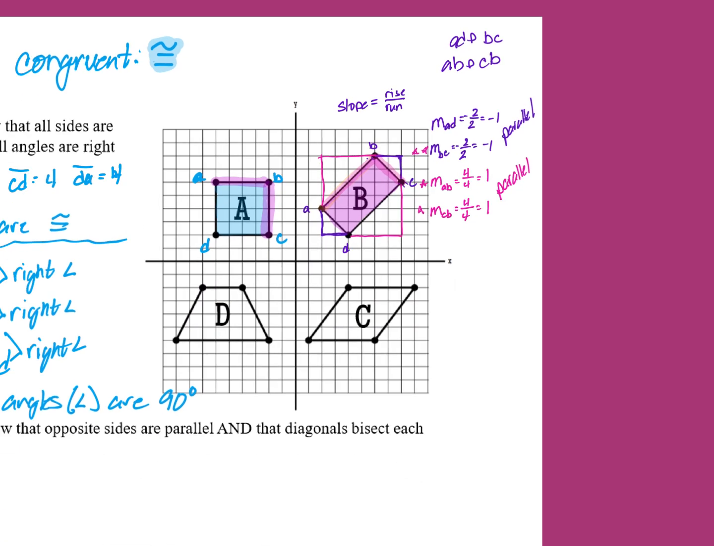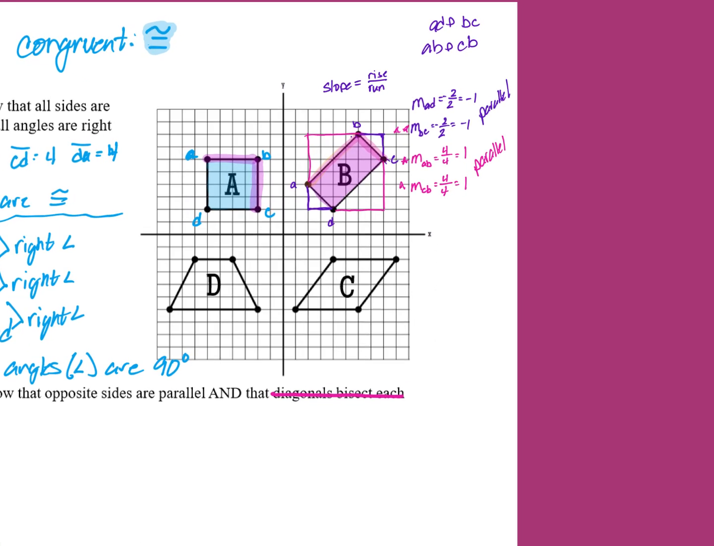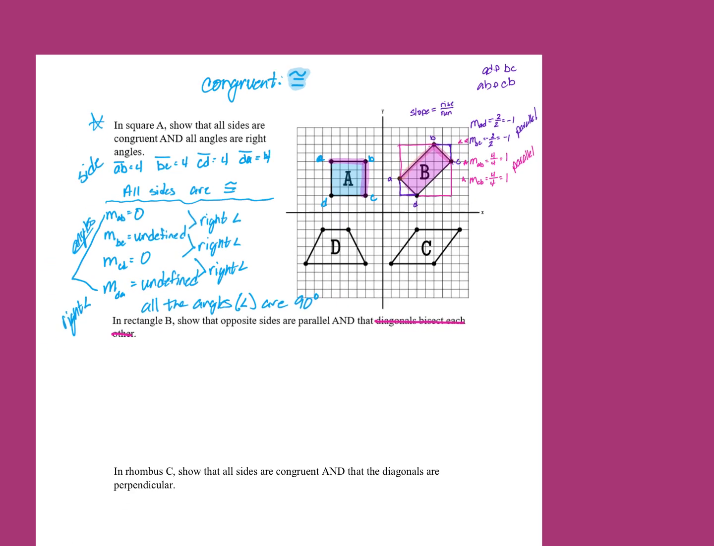What else did they ask us to find? And the diagonals bisect each other. We haven't talked about diagonals yet, so we're not going to. But if we had to, this is what we'd do. We'd find the length of the diagonals by doing a squared plus b squared equals c squared. And then we'd have to see where they met and do it again and again and again. We'd have to do it a lot of times. That's why we're not doing diagonals right now. Okay? So what's the last one say?